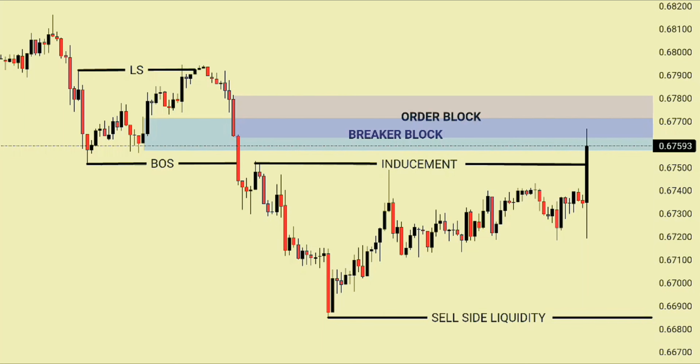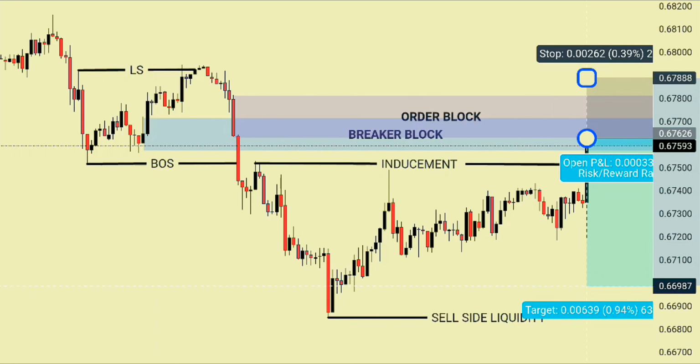This is where the entire setup comes together. Price sweeps inducement, it taps into the breaker block, it touches the refined order block, and then delivers a clean rejection. This is the ideal entry for a sell position.